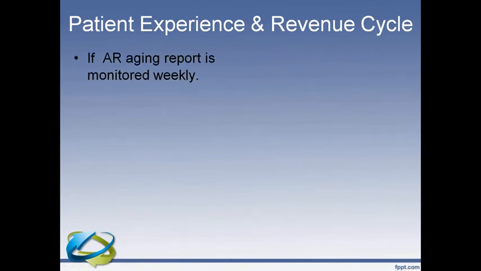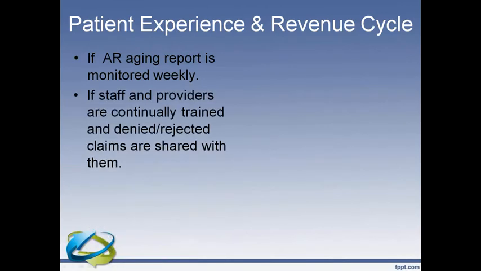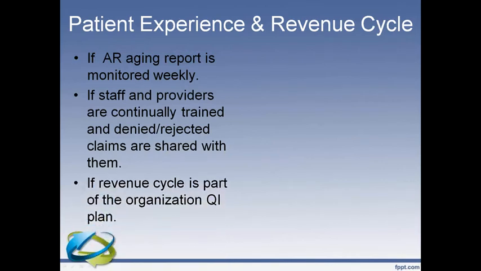Looking at some more of these things, the things that you need to do, your AR aging report has got to be monitored weekly. Staff and providers must be continually trained, and the denied, rejected claims shared with them. If they don't know what's happening, how can they actually fix it? If the revenue cycle is part of your organization's QI plan, I can tell you I've not yet seen one revenue cycle patient experience being tied to that QI. I have seen it from a clinical, but not from a financial piece of it. Usually the QI program doesn't even include the financial people, and it should.